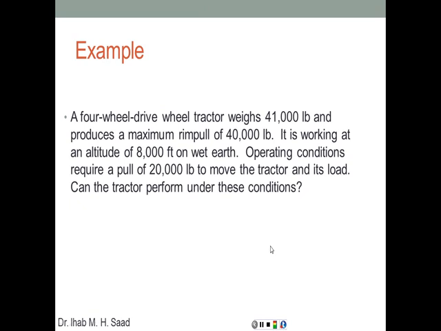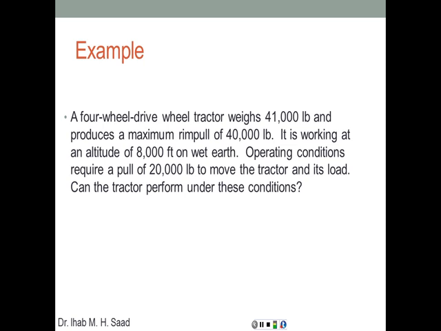Let's look at another example. A four-wheel drive wheel tractor, four-wheel drive, which means that both axles are going to be moving. It's wheeled, it's not on tracks. It weighs 41,000 pounds and produces a maximum rim pull of 40,000 pounds. It is working at an altitude of 8,000 feet on wet earth. Wet earth means the coefficient of traction is going to decrease the performance of the equipment.